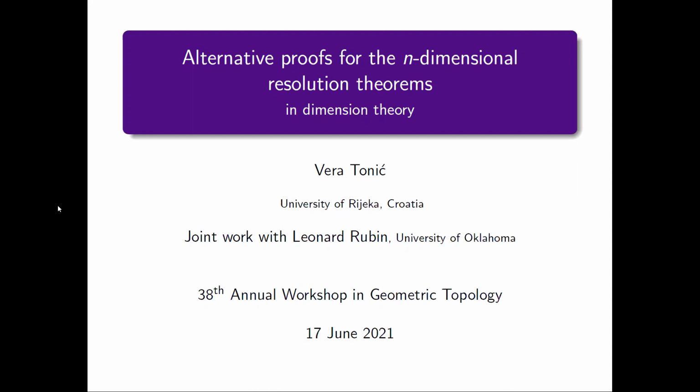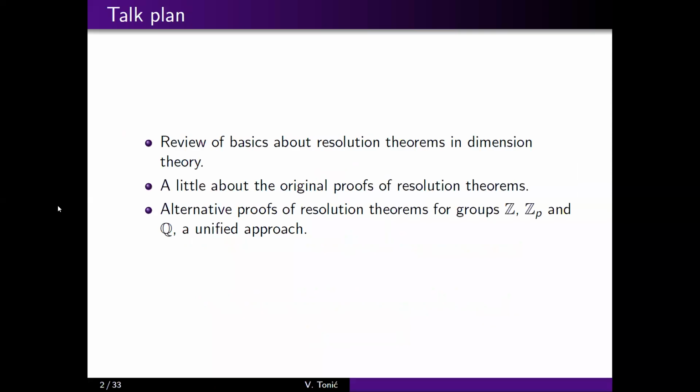This is joint work with Leonard Rubin, who is also here. Glad to see you. And the plan of my talk is this. First, we will review some basics about resolution theorems in dimension theory, and tell a little bit about the original proofs of those theorems, and then a little bit about the idea of possible alternative proofs of resolution theorems for groups Z, Z mod P, and Q in a unified approach.